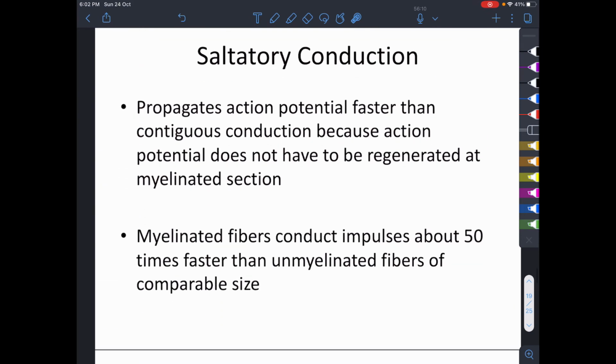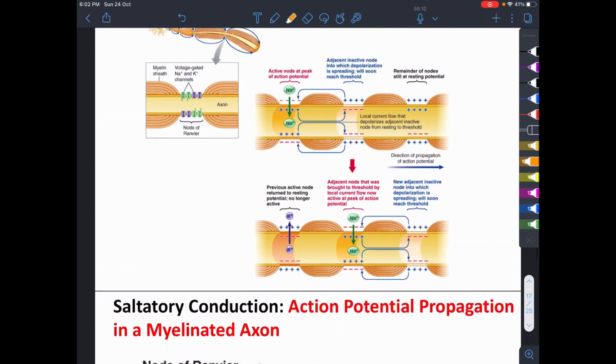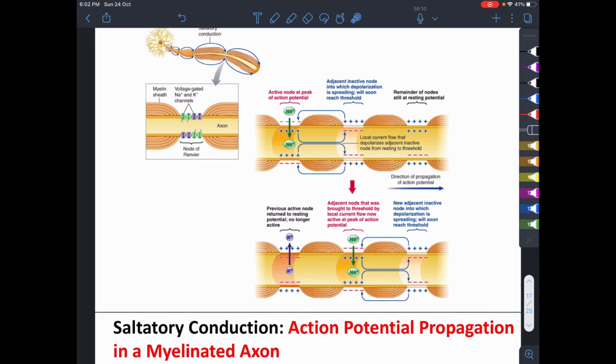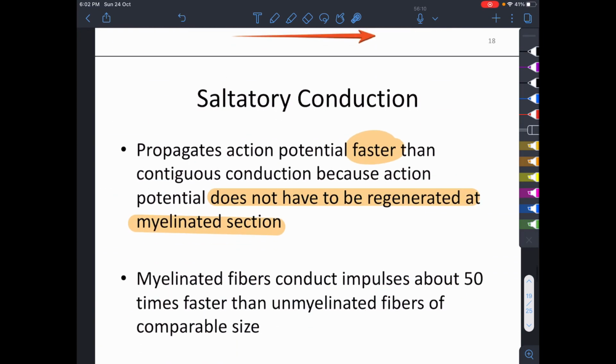طيب. Saltatory conduction مرة ثانية. أول ما أشوف saltatory myelinated propagates action potential faster than the contagious conduction because action potential does not have to be regenerated at the myelinated section. So ممكن يجينا why it's faster. It does not have to be regenerated at the myelinated section. هنا زي ما انتم شايفين مو بلازم هنا يعطيني action potential عشان نروح هنا. It can jump because of the myelinated section.